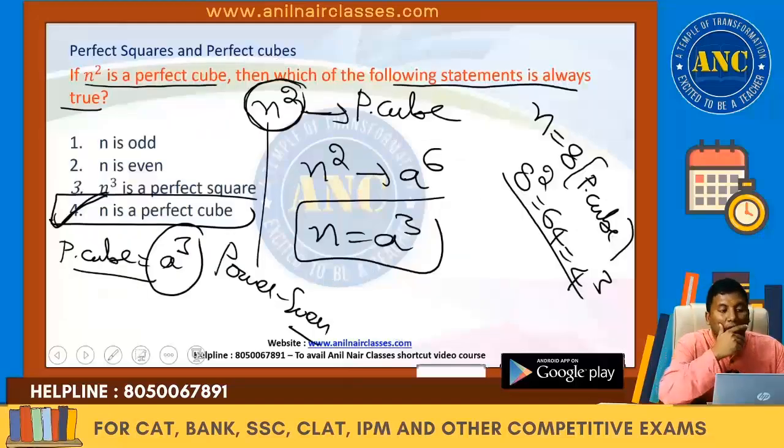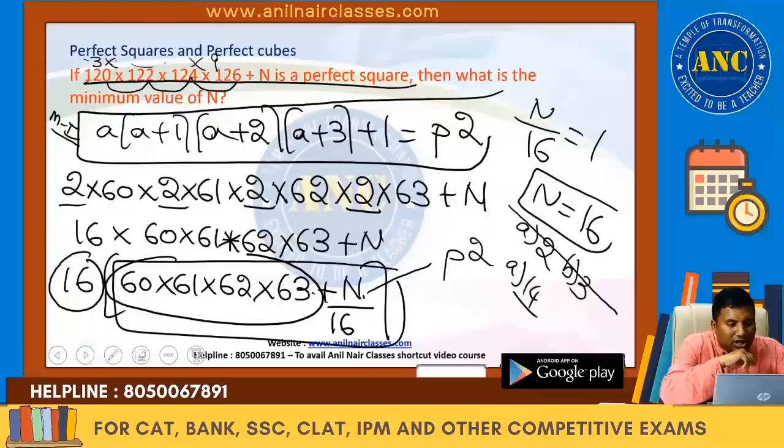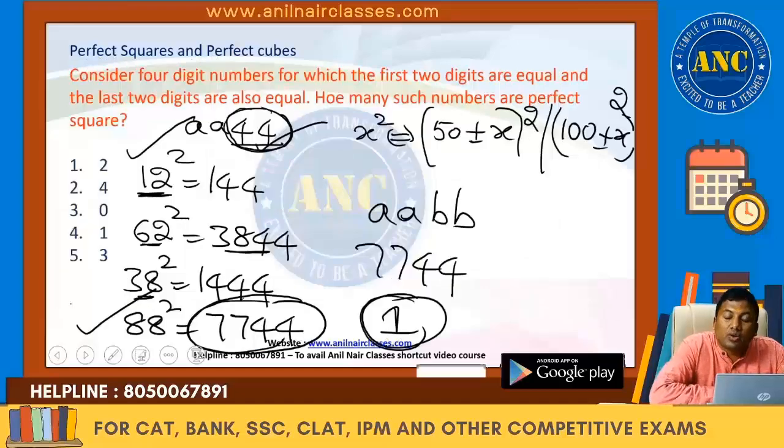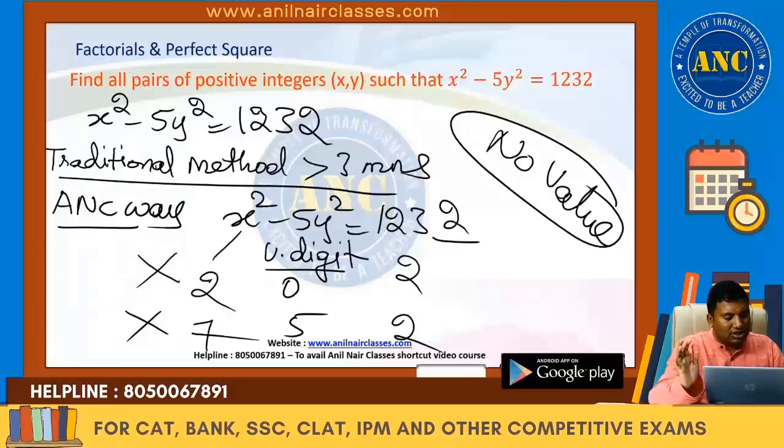Third one: an important logic based on what happens if a number is both a perfect square and a perfect cube. Product of 4 consecutive integers plus 1 is a perfect square. Problems based on that model. What if they are not consecutive integers? How to make them into consecutive integers? x square, 50 plus or minus x whole square, 100 plus or minus x whole square have the same last two digits. Problems based on that model. I hope all the problems are extremely clear to you.